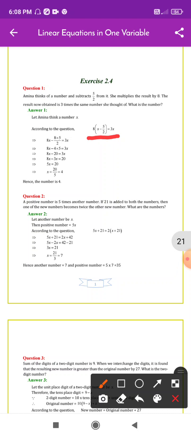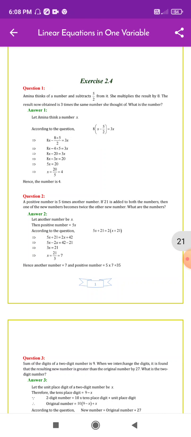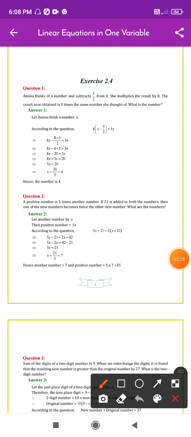So now let us do this. How are we going to do it? First multiply this number, or otherwise you can shift this number to this side also. There are two methods. First, you have to multiply this 8 by both x and minus 5 upon 2. So let us multiply this number first with x. So 8 into x is 8x. Is it right? Yes.